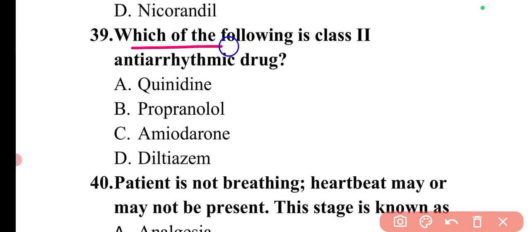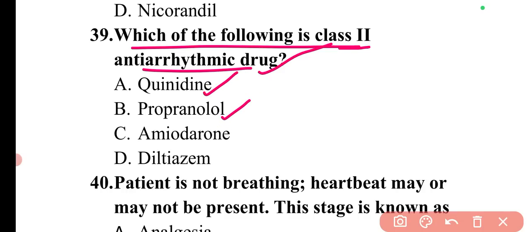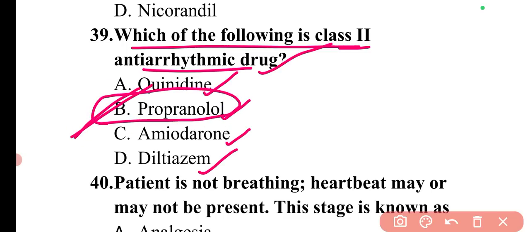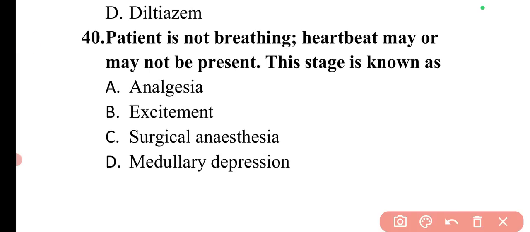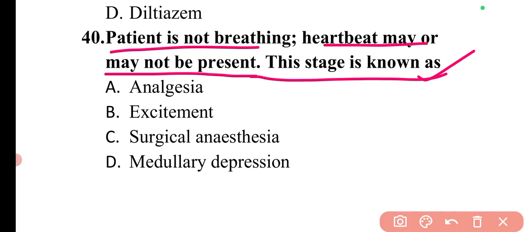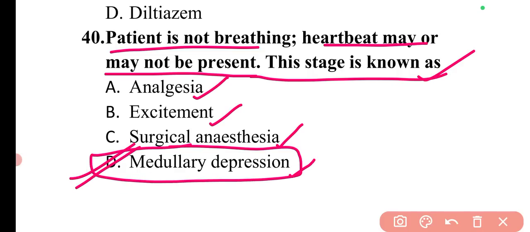Next question is, which of the following is class 2 antiarrhythmic drug? Options are quinidine, propranolol, amiodarone, diltiazem. The correct answer is option number B, propranolol. Next question is, patient is not breathing, heartbeat may or may not be present. This stage is known as, options are analgesia, excitement, surgical anesthesia, or medullary depression. The correct answer is option number D, medullary depression.